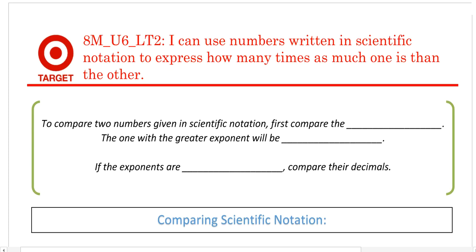So to compare two numbers given in scientific notation, you're first going to compare the exponents. The one with the greater exponent will be bigger or greater. If the exponents are the same, you're then going to compare the decimal values.